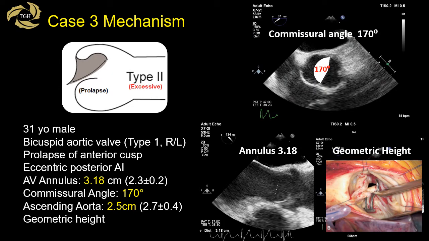The mechanism of AI in this patient is a bicuspid aortic valve type 1 with right and left cusp fusion, prolapse of the anterior cusp with eccentric posterior AI. The aortic valve annulus is dilated at 3.18 centimeters. The commissural angle is 170 degrees with a normal ascending aorta of 2.5 centimeters. The geometric height is an intraoperative measurement performed by the surgeon using special calipers.